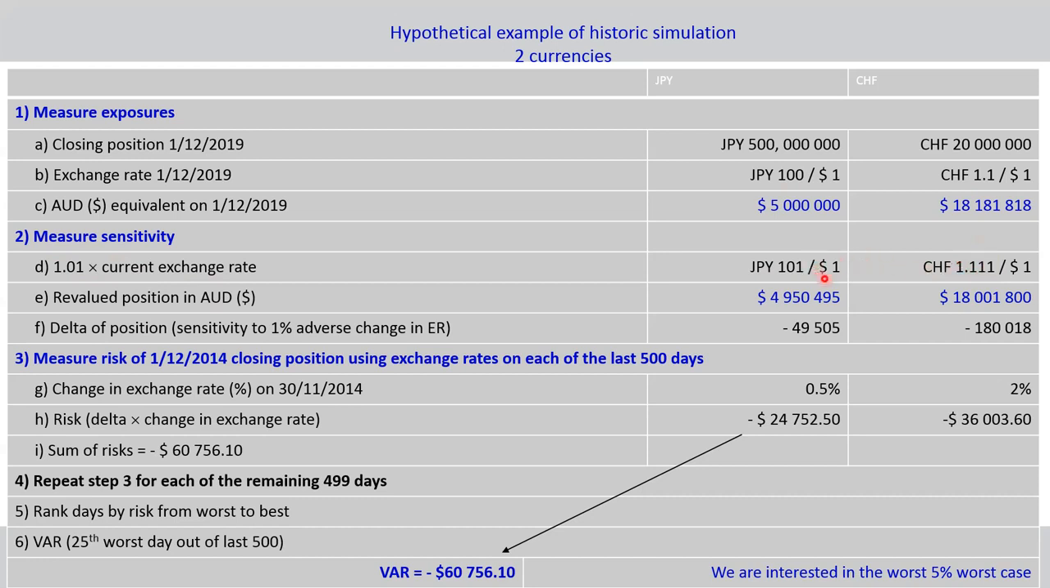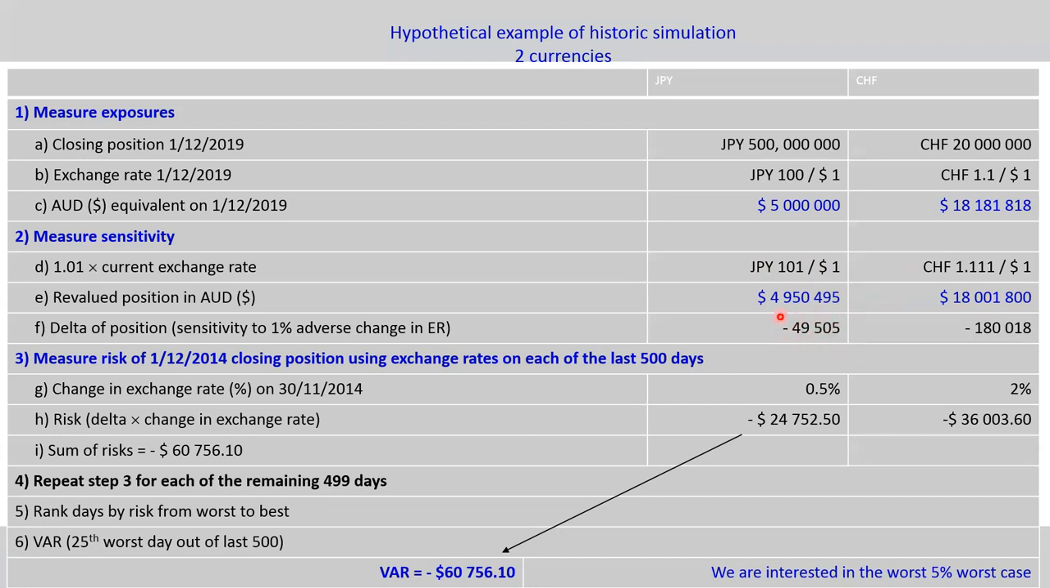Now, when that increase of 1% happens, which means the Japanese yen is depreciating, this is the risk, and the Swiss franc is depreciating, which means my holding has dropped from 5 million to 4,950,000, and here from 18,181 to 18,001. This difference, because of this 1% change, which is an adverse change, is 49,505 and this is 180. So this is actually the delta of a 1% change.